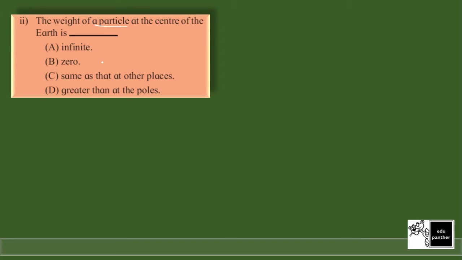Now move to the next numerical. That is, the weight of the particle at the center of the earth is. Options: infinite, 0, same as that of the other places, greater than at the poles. So the formula for weight is basically mg. This is the mass of the object, which remains constant at every point, whether you are at the center of the earth or exactly at the surface or in space or on any other planet. Mass is an intrinsic property of the matter. It does not change from the outside unless you break or add some extra mass.